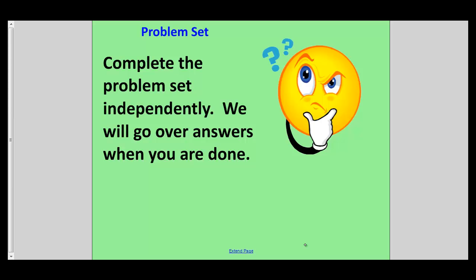All right, make sure that you are very careful when you make lots of dots. Make sure you do your practice before your exit slip, and good luck.